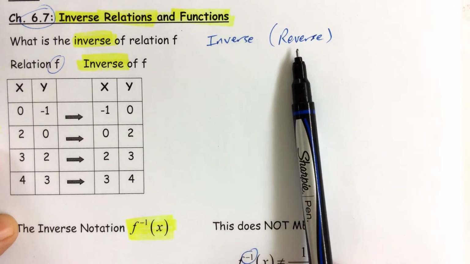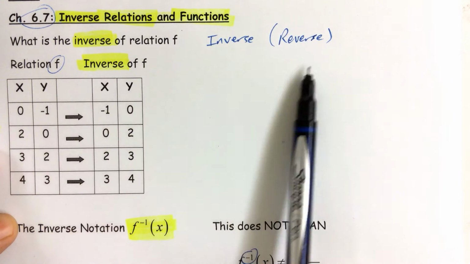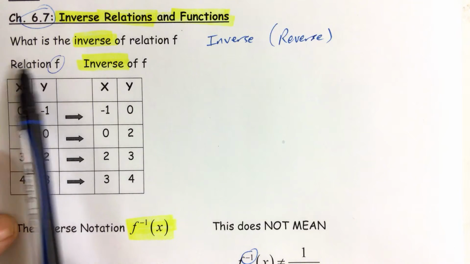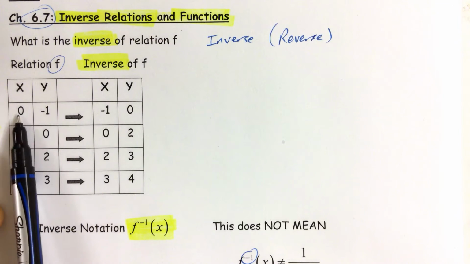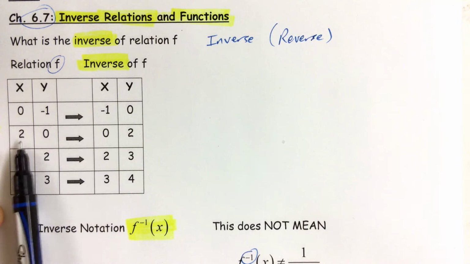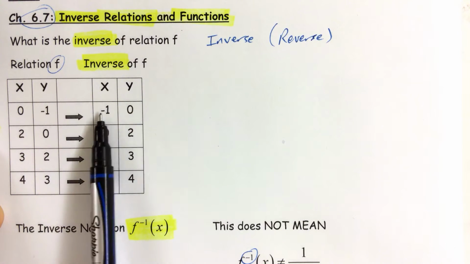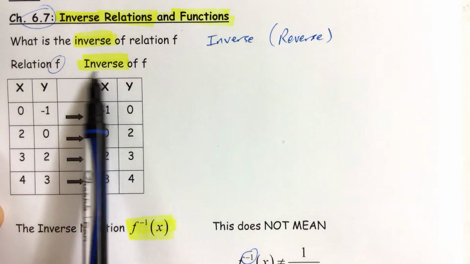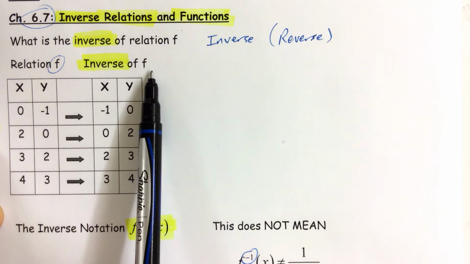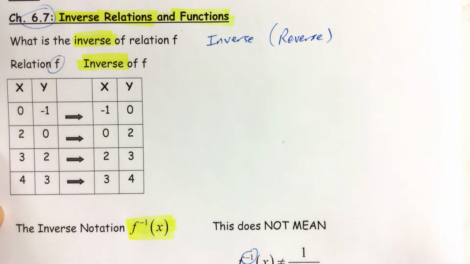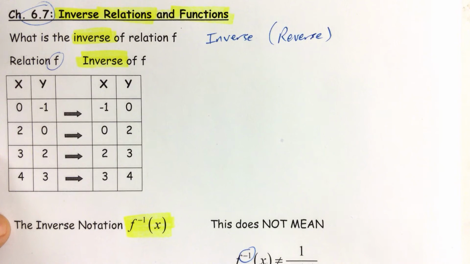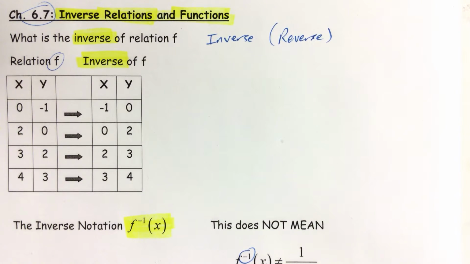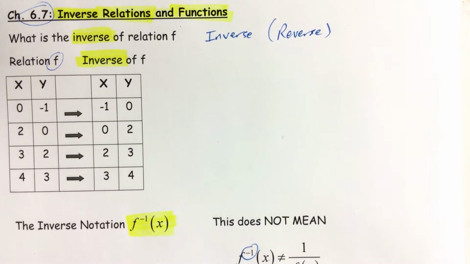So inverse is almost like reverse, and when you think about reversing things, here we see in this chart the relationship between x and y in f of x. When x is 0, y is -1, x is 2, y is 0. You reverse the x and y when you're talking about the inverse. When you're looking at the inverse of f, you're just reversing the x and the y. If you think about that throughout this unit, then it makes things a lot easier. So if you just remember inverse, okay, I'm just going to reverse the x and the y.